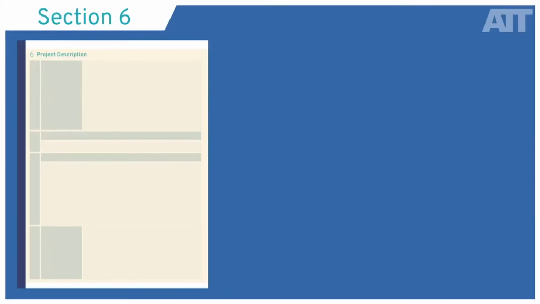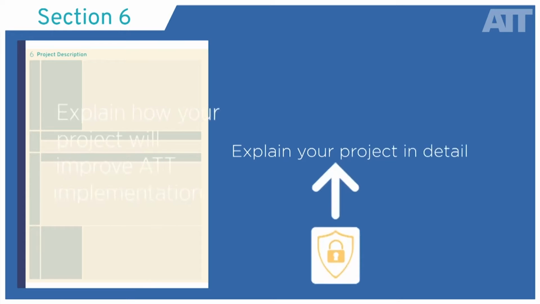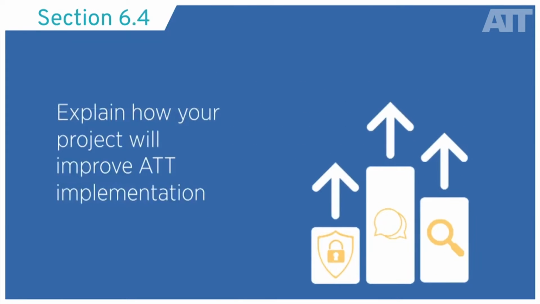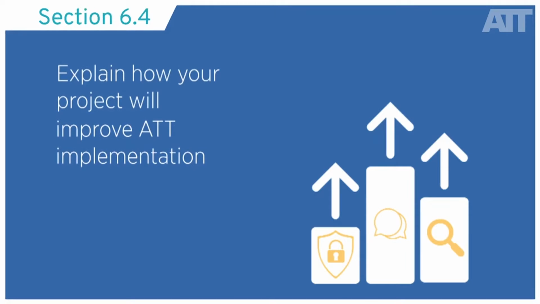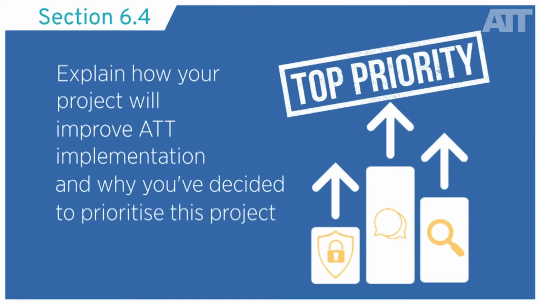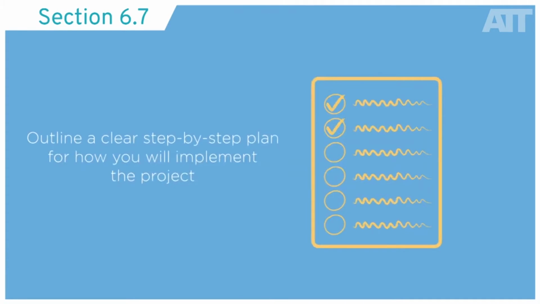Section 6 is where you should explain your project in detail. In 6.4, you should explain how your project will improve ATT implementation and why you've decided to prioritize this particular project now. In 6.7, you must outline a clear step-by-step plan for how you will implement the project.